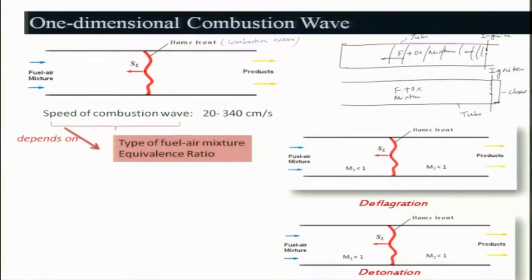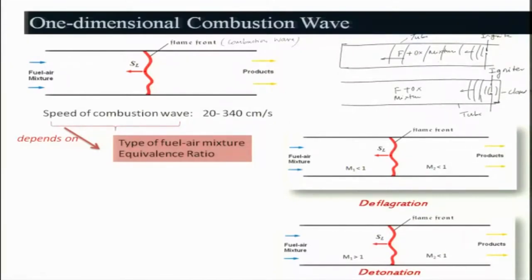What will happen? This kernel will come and also go to this side, and this part will be burned and this part will be unburned. So the temperature of the burned part will be very high. As the tube is closed, expansion of the gas will be taking place because the temperature is higher. But since it is closed, what will happen? It will try to get compressed.